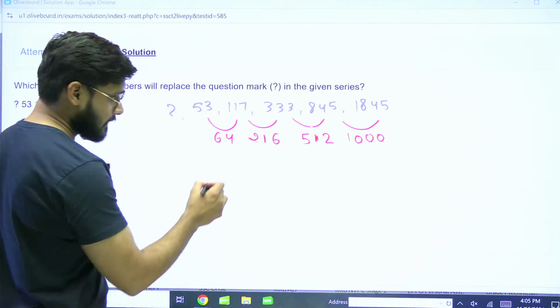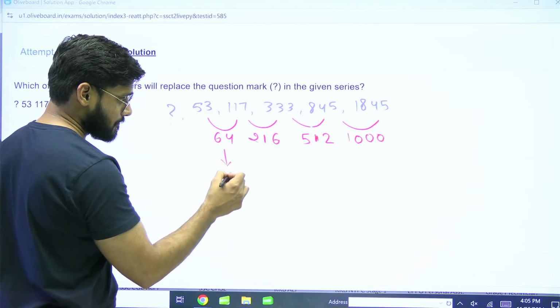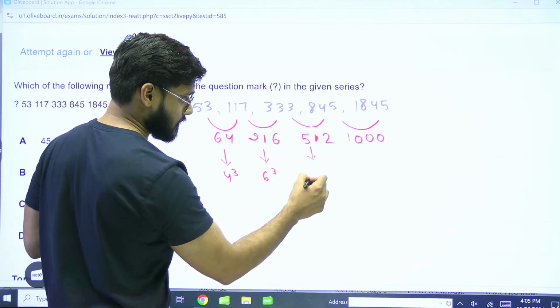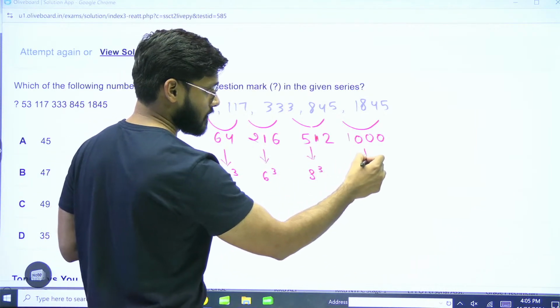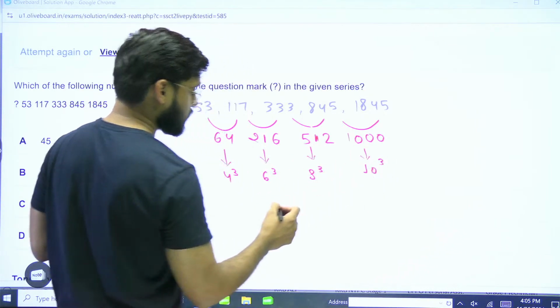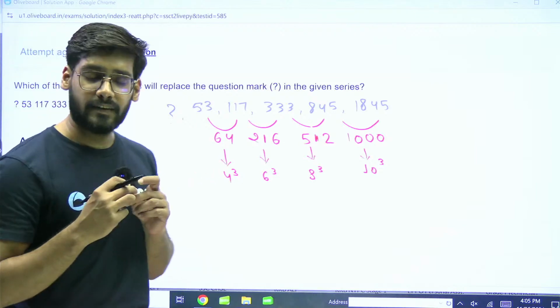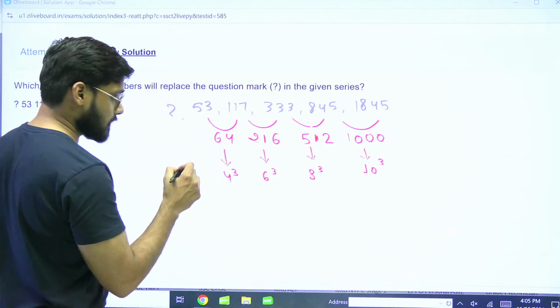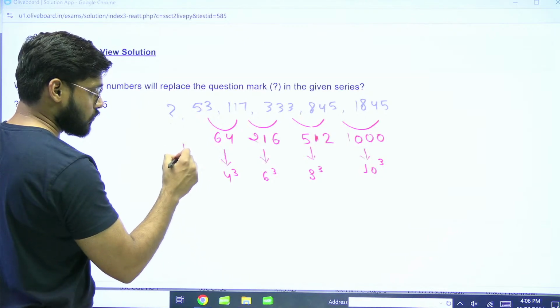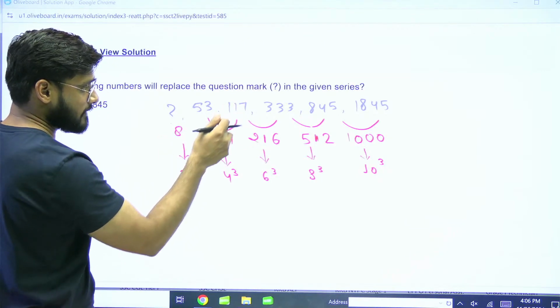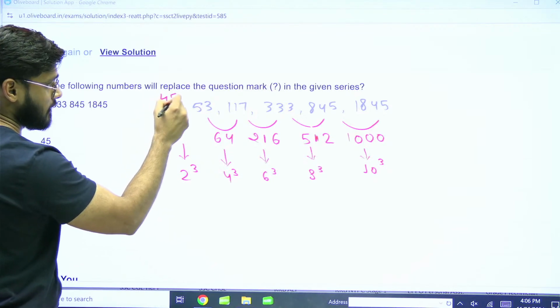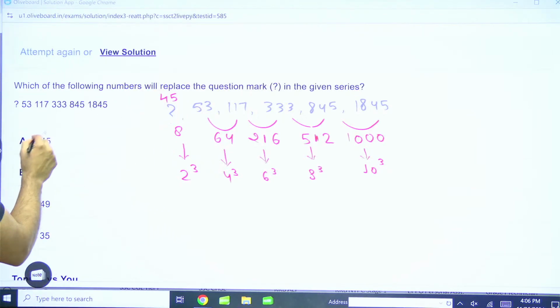I can say this is 4 cube, this is 6 cube, 8 cube and 10 cube. So the pattern I am seeing is the cube of all the even numbers. So there should be a cube of 2, and 2 cube is 8. 117 minus 64 is 53, and 53 minus 8 is 45. 45 should be the right answer, which is matching with option number A.